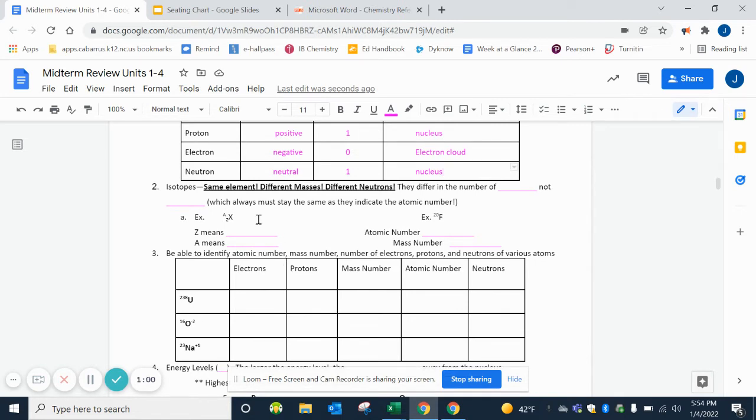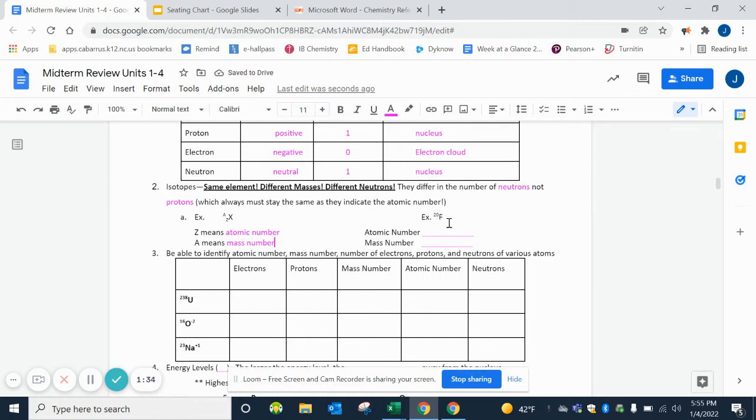Isotopes are the same element, but they have different masses because they have different numbers of neutrons. So they differ in the number of neutrons, not protons. Remember, protons have to be the same because that's the atomic number, and that indicates the element. In our AZX formula, Z represents the atomic number, or the number of protons, and A is the mass number, or the number of protons plus neutrons.